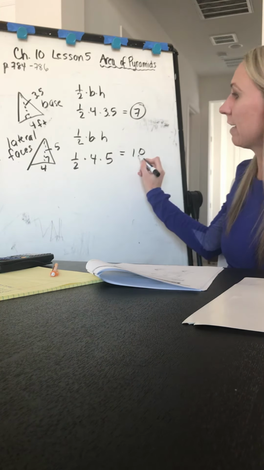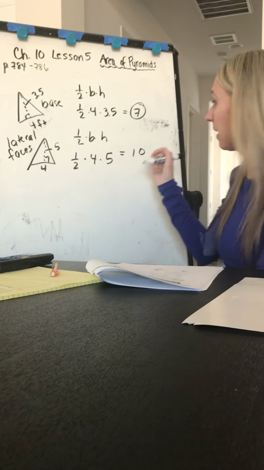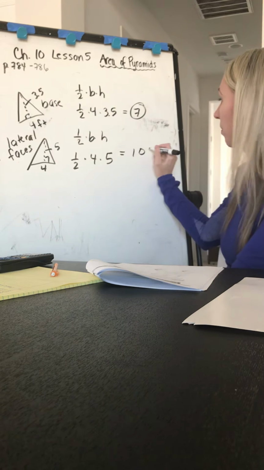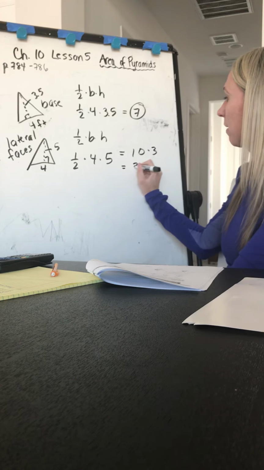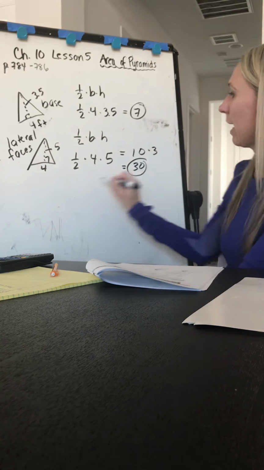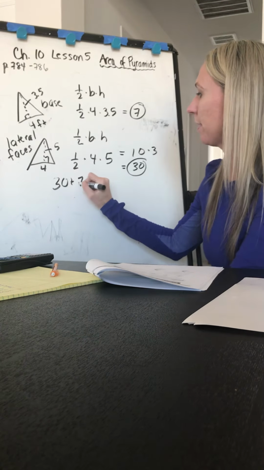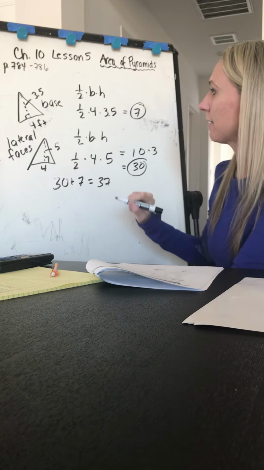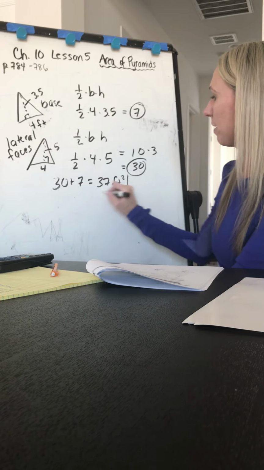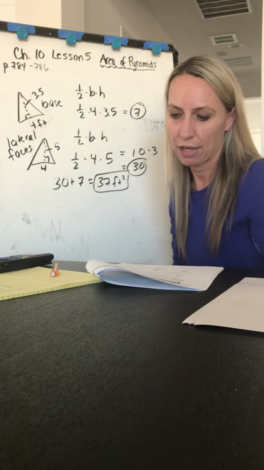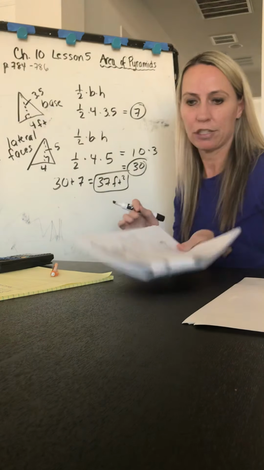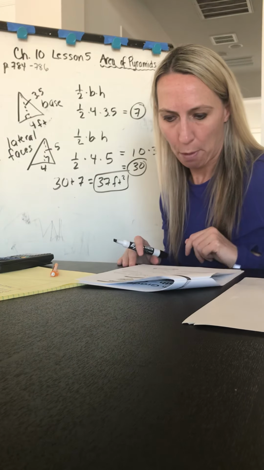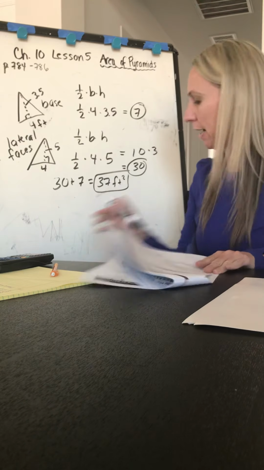So we have 10. That's just for 1, but there's 3 because it's a triangle base. So we're going to do 10 times 3 and we get 30. Then we're going to add those two for the total surface area, and we get 37 and it's feet, so it's going to be in squared feet. Okay, now turn the page. Let's do some guided practice.